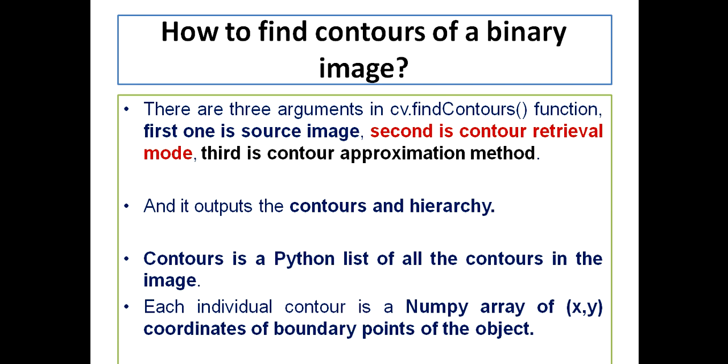Now, what we'll get as an output is the contours and hierarchy. Contours is a Python list of all the contours in the image, and each individual contour is a numpy array of xy coordinates of the boundary points of the object. Now you have understood why we are using numpy, because each individual contour is an array of xy coordinates of the boundary points of the object. So I hope this function is clear to you.